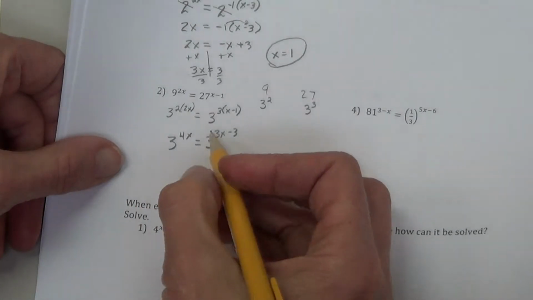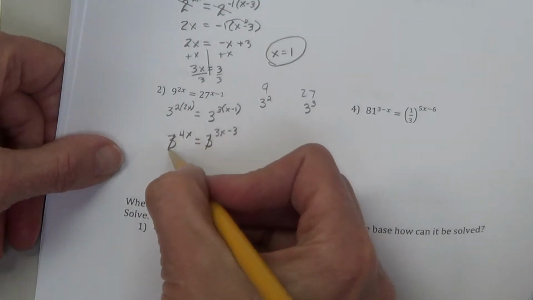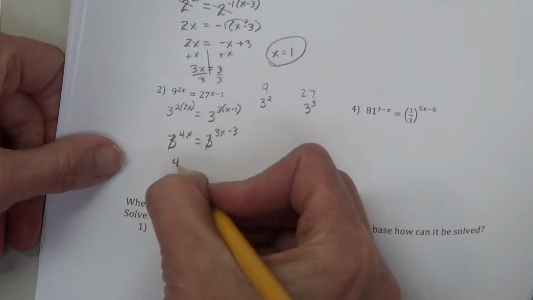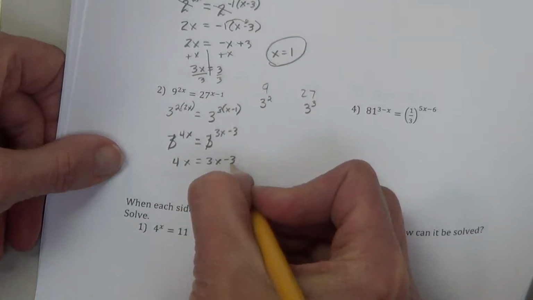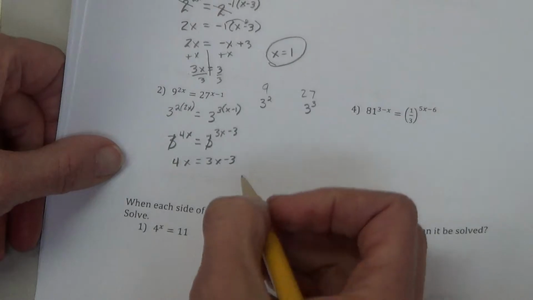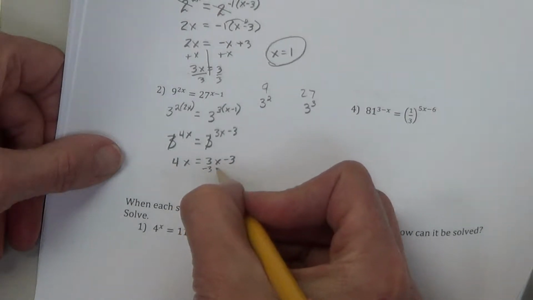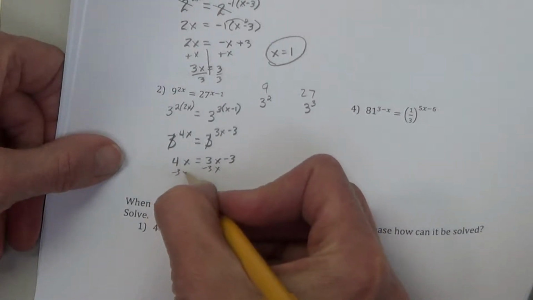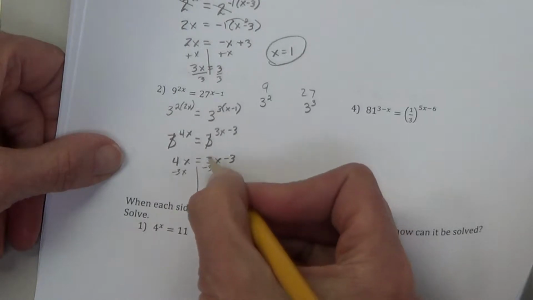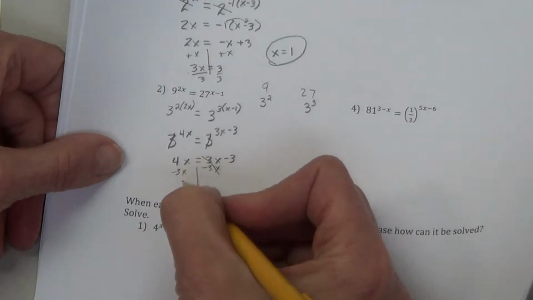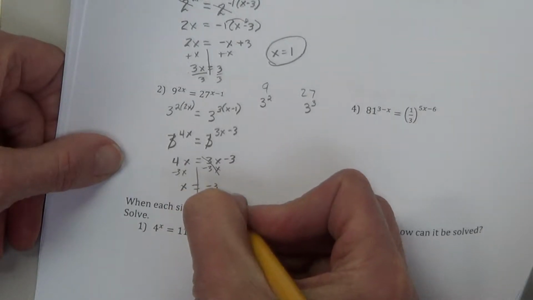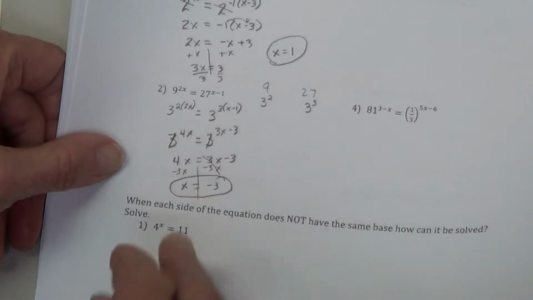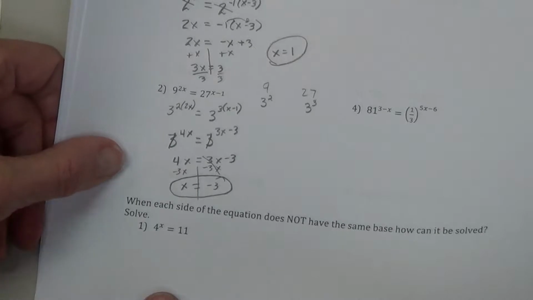Okay. Our bases are the same. We can ignore them and we can go straight to the exponents. 4x equals 3x minus 3. We subtract 3x from each side. Get that x alone. That would cancel. We get x equals negative 3. Okay? x equals negative 3.